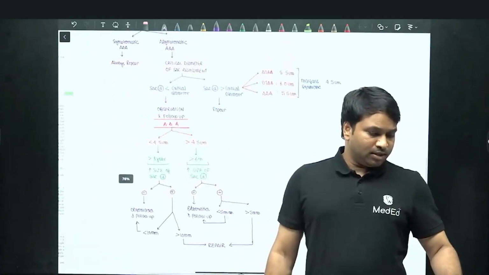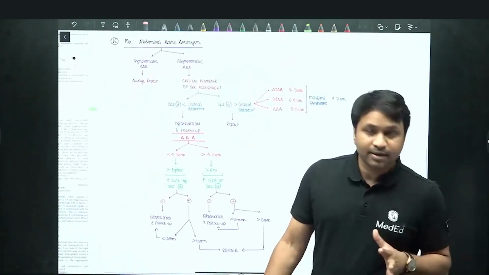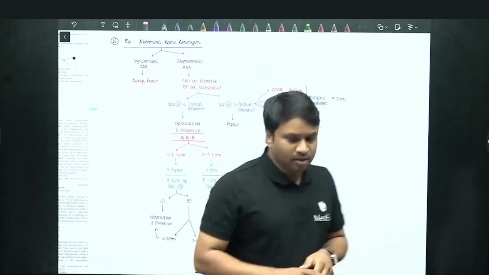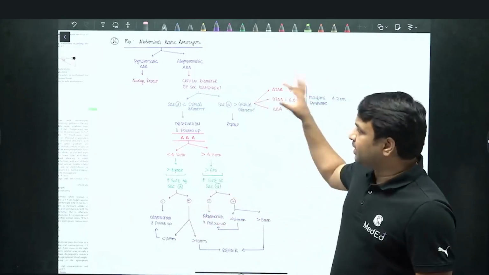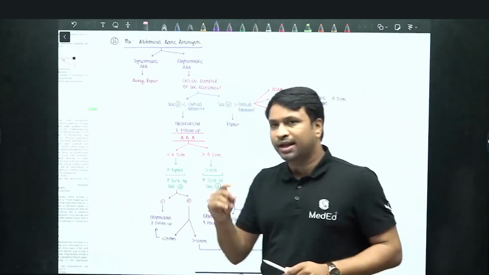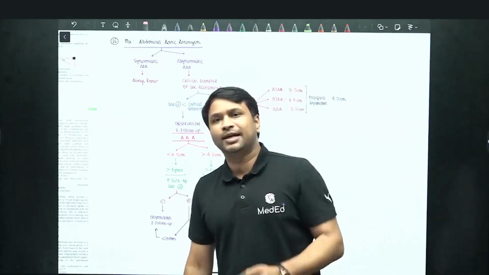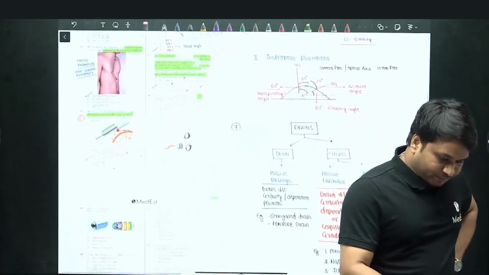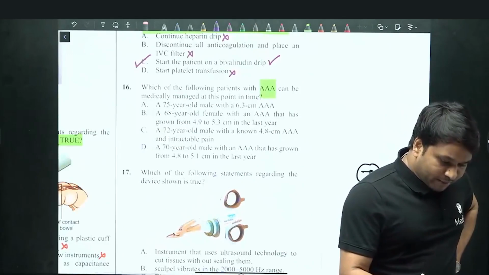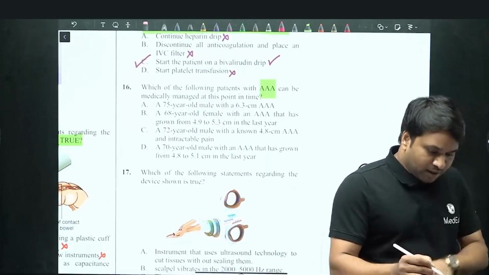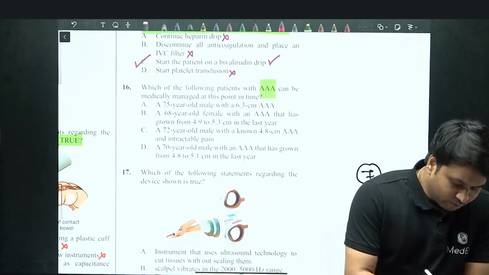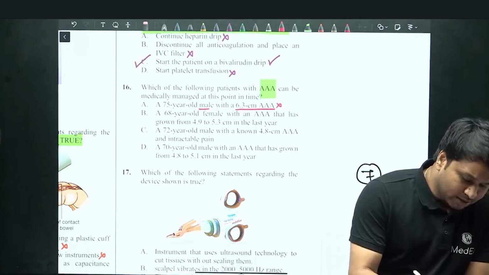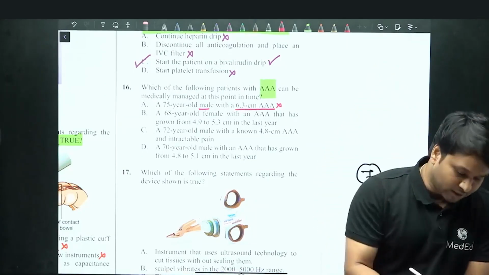Okay. So this is the entire algorithm if you're looking at abdominal aortic aneurysm management. You cannot get a better flowchart than this. Any question on abdominal aortic aneurysm repairs can be addressed without any fail. So let's go back to our question number 16. Which of the following can be medically managed? I have a 75-year-old male with a 6.3 centimeter abdominal aortic aneurysm. I cannot manage it conservatively. Critical diameter is 5.5. It is more than that.